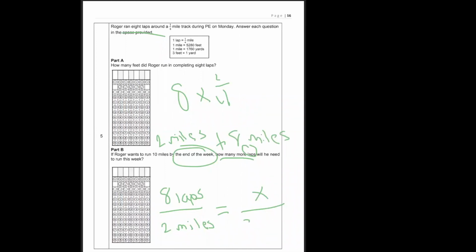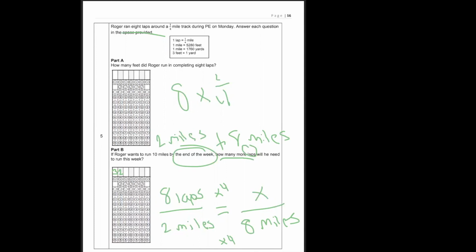So 8 miles would go over here. 8 miles is 32 laps. And yes, exactly. Because 8 times 4, which is the denominator of the fraction of a mile that a lap is, would be 32. So that's the answer. Exactly. That's how you do it.